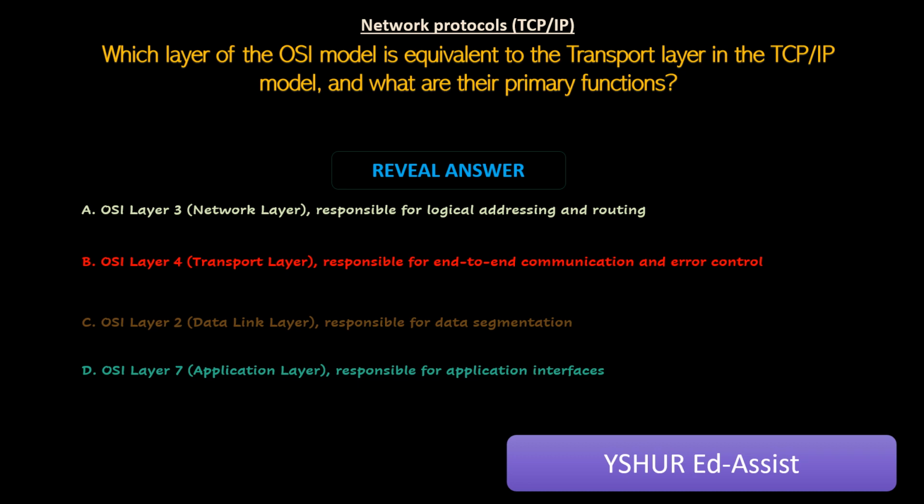A. OSI Layer 3. Network layer, responsible for logical addressing and routing. B. OSI Layer 4. Transport layer, responsible for end-to-end communication and error control. C. OSI Layer 2. Data link layer, responsible for data segmentation. D. OSI Layer 7. Application layer, responsible for application interfaces.